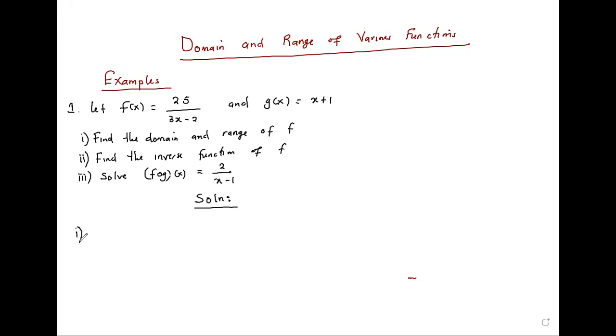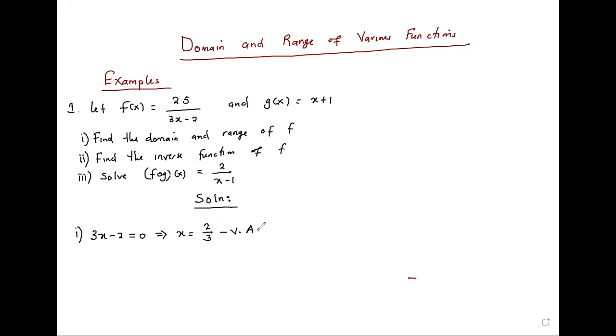Part 1, find the domain and range of f. So remember that the domain is just the same thing as being asked to find the vertical asymptotes, and then you remove them from the set of real numbers. So we get 3x minus 2 and equate it to 0. And then solve for x, we get 2 over 3. This is the vertical asymptote.